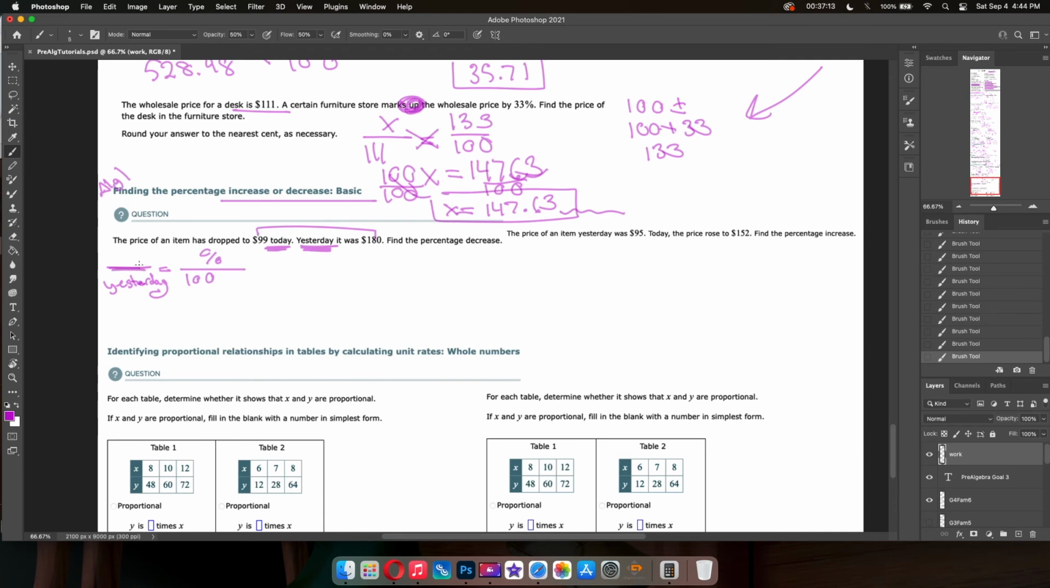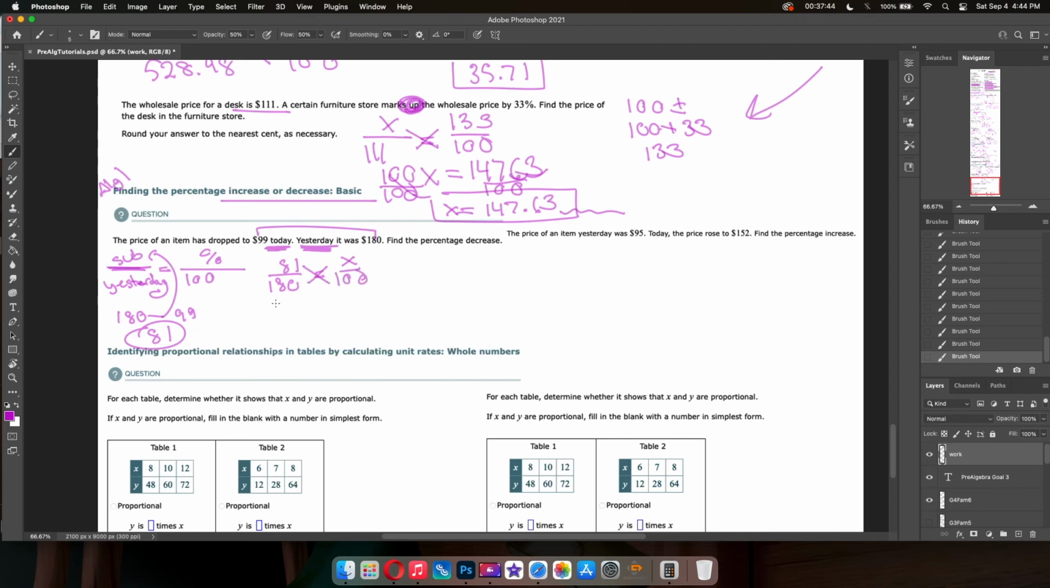What we're going to do is find the difference, aka the subtraction, of the two numbers that they give us. So when we're looking over here, we have 180 and we have 99. We're going to subtract those briefly in order to get 81. That number is what goes up here. And then the rest of it fills out as normal. 81 over yesterday, which is 180, equals x over 100.